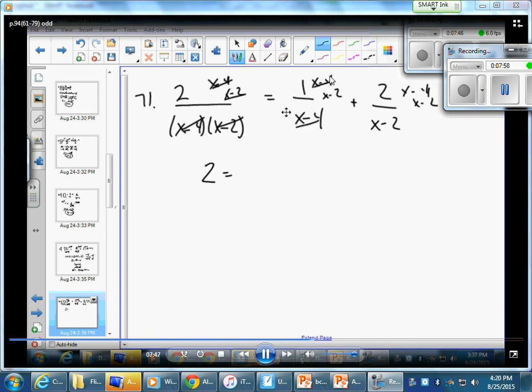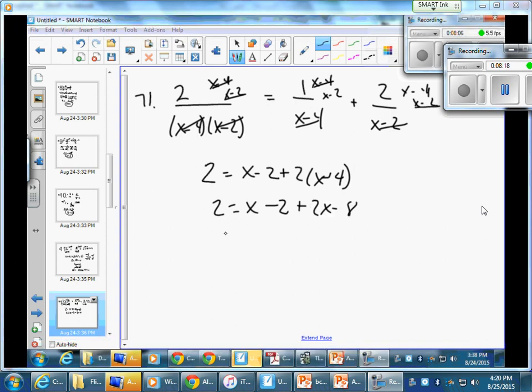Here I get the x minus 4's to cancel, so I have 1 times x minus 2, which is x minus 2. And here the x minus 2 cancels, and I get 2 times x minus 4, which I'll distribute in the next step. So I get 2 equals x minus 2 plus 2x minus 8. Combine my like terms, I get 2 equals 3x minus 10. If I add 10, I get 12 equals 3x. Divide by 3, and I get x is equal to 4.